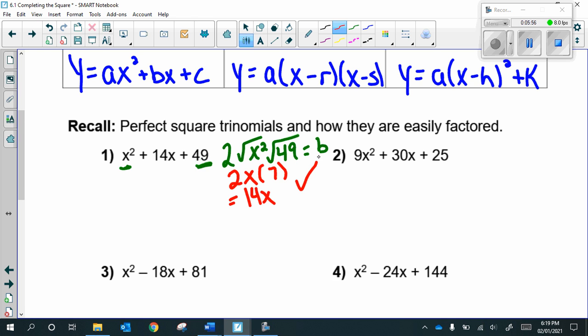So you don't have to write that out. You can just do that check in your head. Take the square root of the outside terms and double it. Make sure you get the middle term.